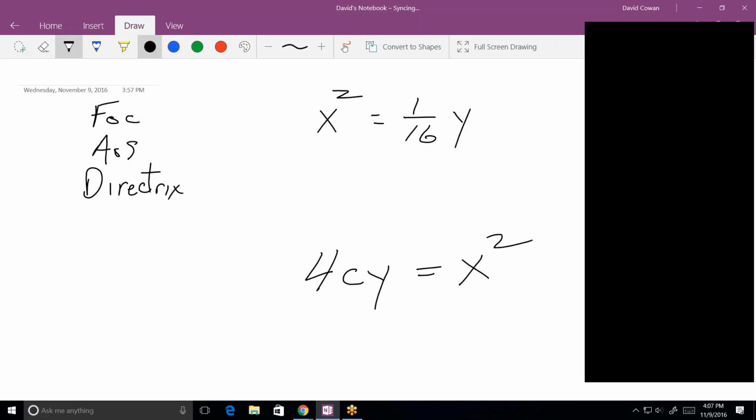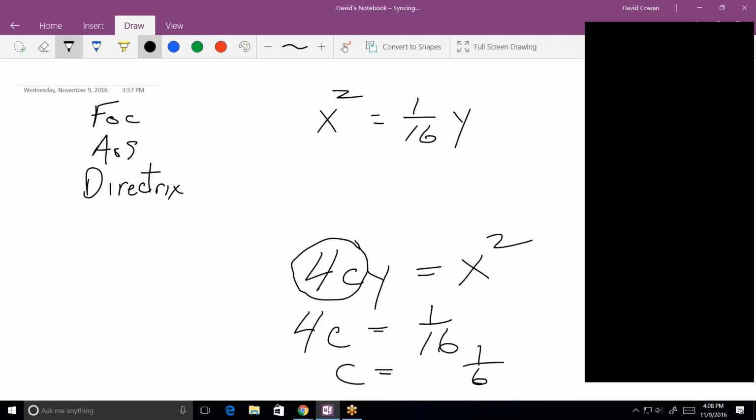So what is C equal to? Is it 1/16? No, 4C would be 1/16. In other words, I definitely can say that 4C equals 1/16, right? Oh, because I have to divide. What we're looking at with 4C is the coefficient of y. Then you divide both sides by 4 and you get 1/64. So that's what C is.